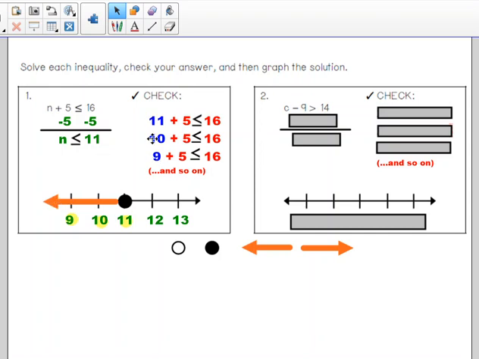Now, that's a lot going on here, but a reminder, we want to solve for the variable. We want to figure out what n could really be. So that's the solution right there. We can graph it, we can check it. Let's do the same thing for number 2.